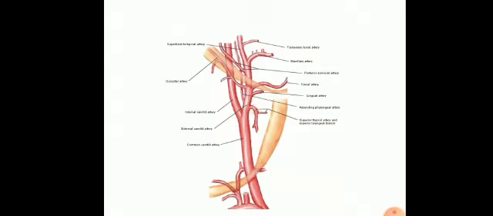The anterior branches are three, in order from proximal to distal. Superior thyroid artery supplies the thyroid gland and larynx. Lingual artery supplies the tongue and sublingual gland. Facial artery supplies the face, and we will describe this artery in detail also.